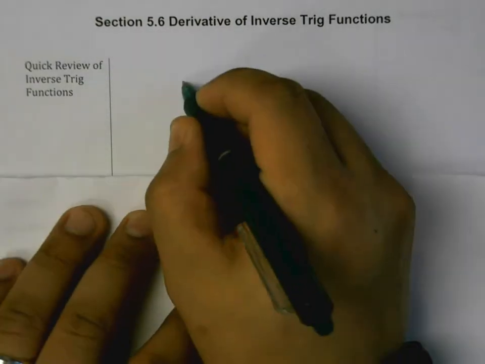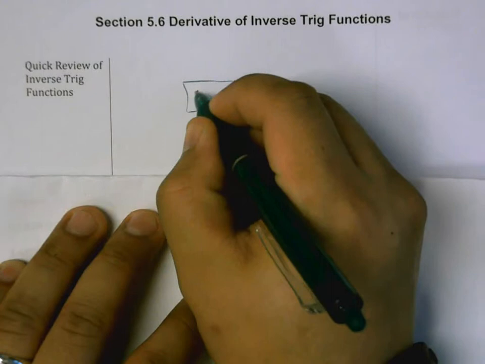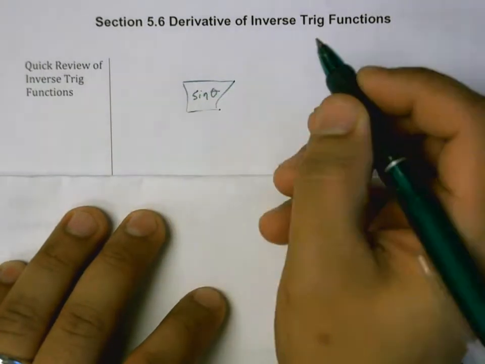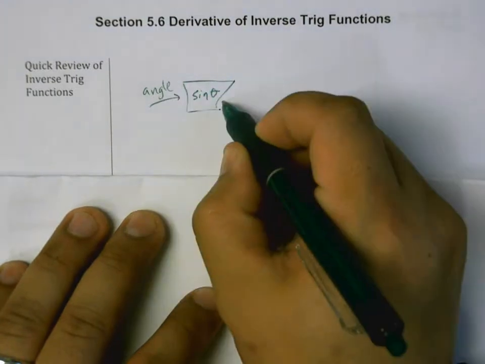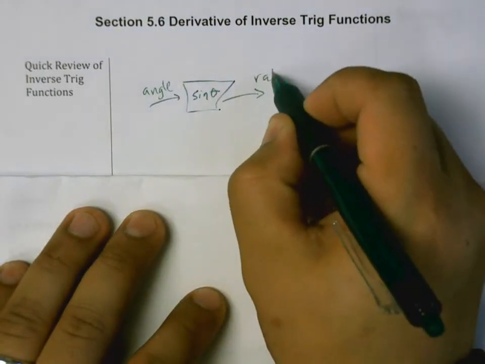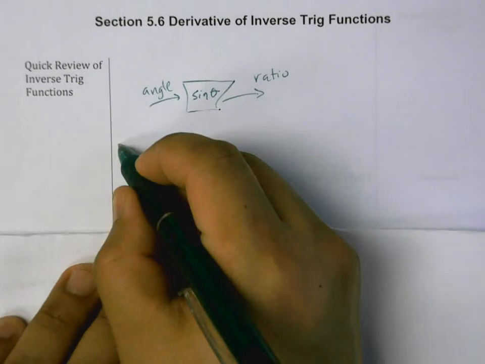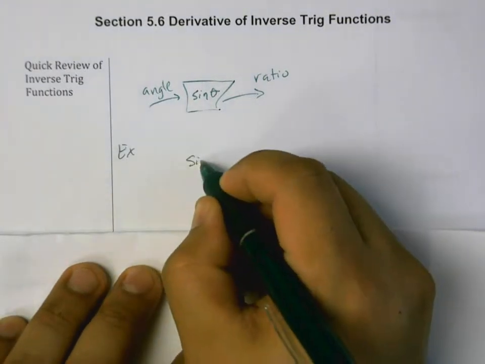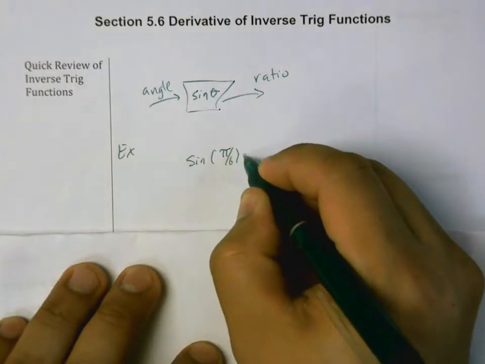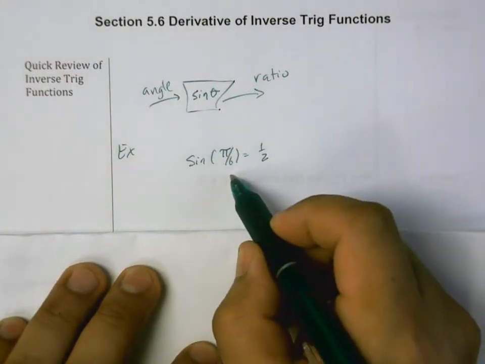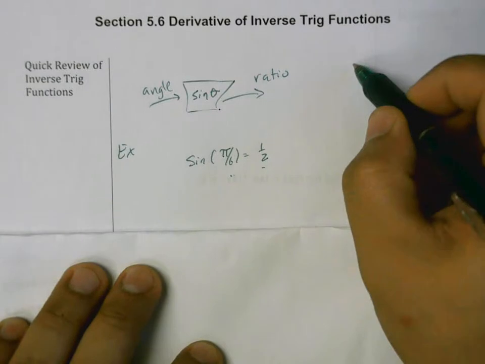So for example, I have a function machine, and we'll call it the sine of theta machine, and we pass in an angle, and what we get out of there is a ratio. So for example, the sine of pi over 6 is equal to 1/2. Pi over 6 is the angle, 1/2 is the ratio.